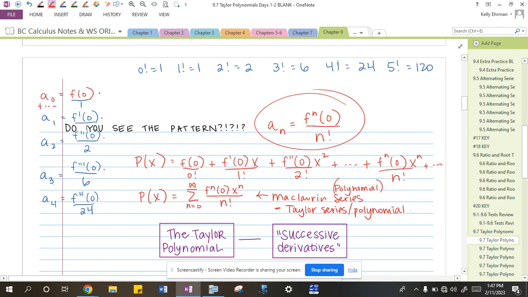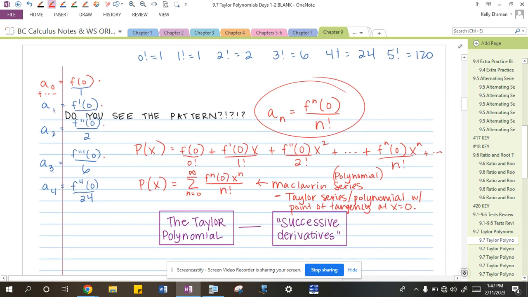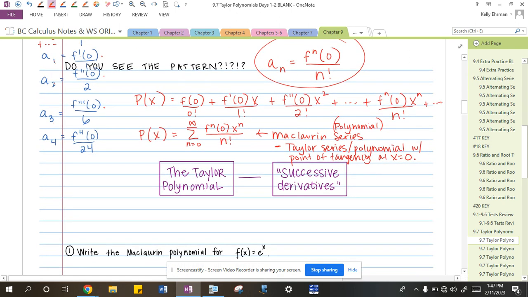Same idea, with points of tangency at x equals 0. It's got a special name. The AP test will use the phrase "write the Maclaurin series for" whatever. So you'll see some practice on that.